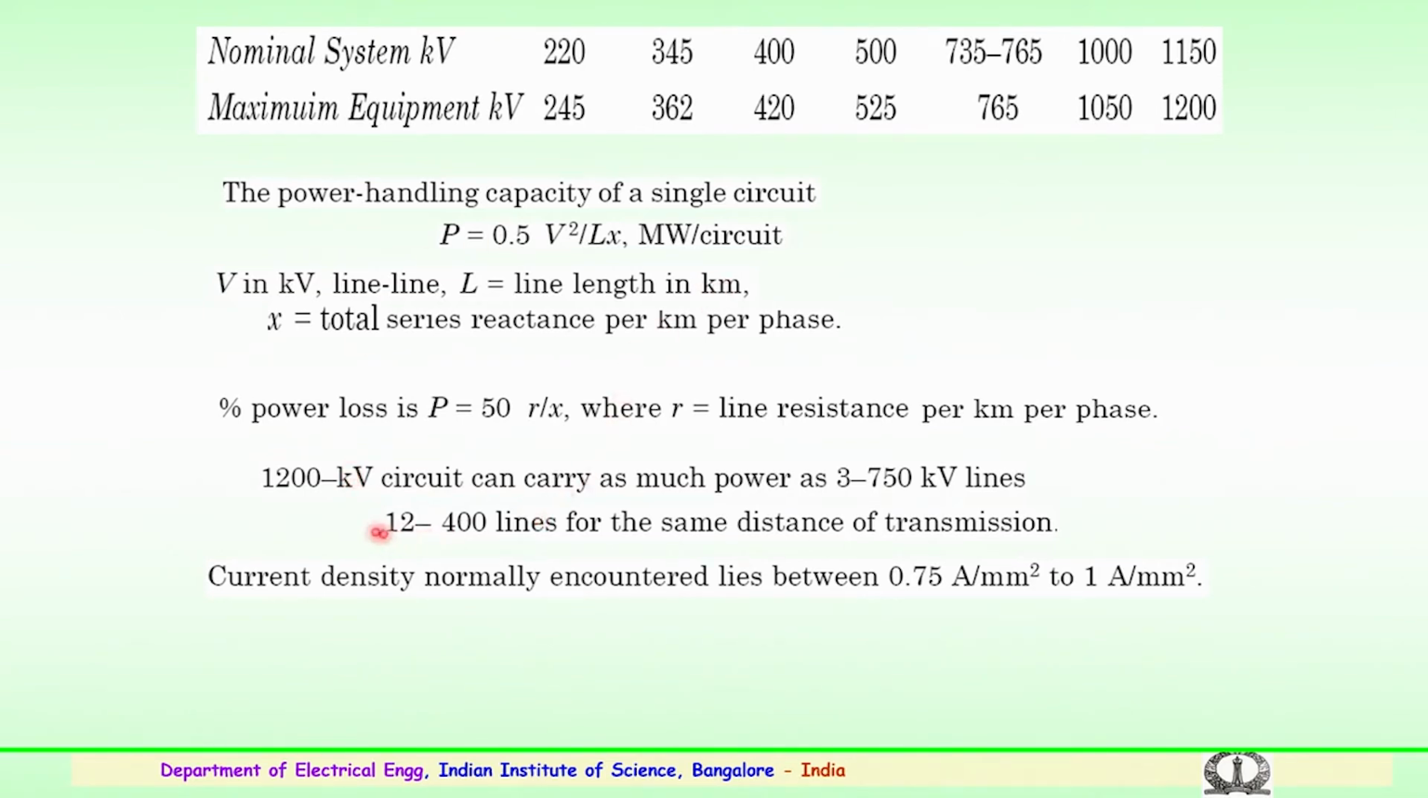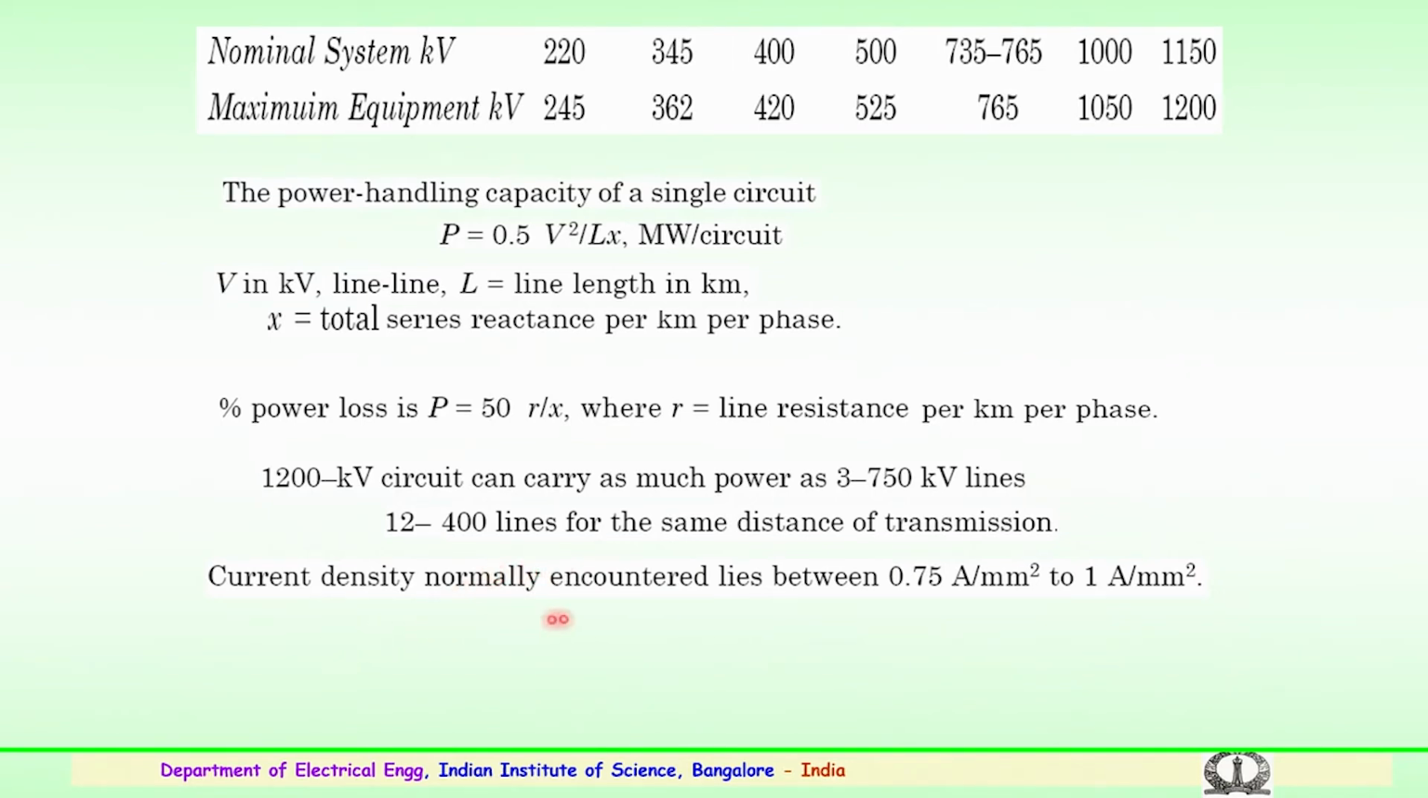So, consider that a 1200 kV circuit can carry as much power as usually a 765 line. Going in for a higher transmission voltage, we have discussed earlier how beneficial it is to go from 765 to 1200. So, you can see the transmission could be improved 3 times using a 1200 kV line compared to 765 kV lines, and it will be 12 times that of the 400 kV lines over the same distance of transmission. So, that is the advantage of going in for a higher voltage; the power transmitted will be very high.